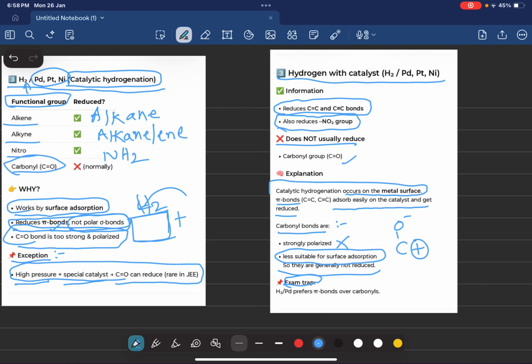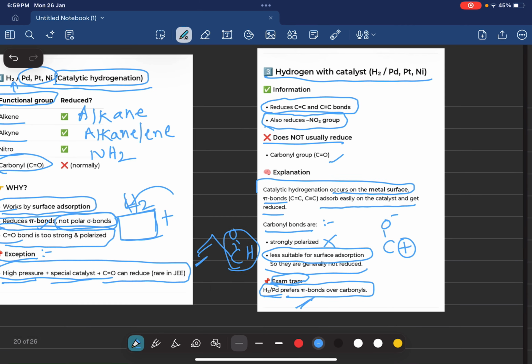In the exam, mainly H2 with Pd prefers pi bonds over carbonyl groups. So wherever pi bonds are there over carbonyl groups, this is preferable. Suppose you take this one with CHO, this pi bond is reduced with this reagent, not the aldehyde or ketones. Hope it is clear, students.